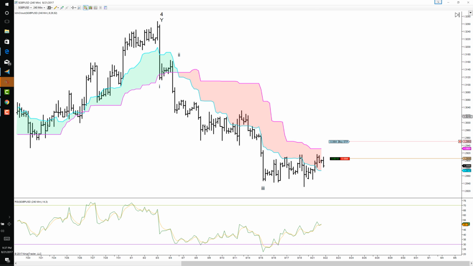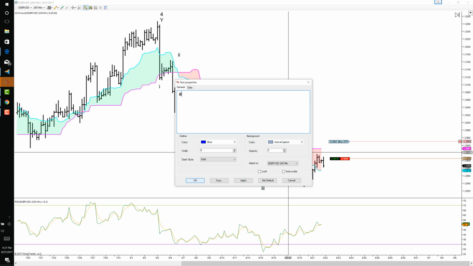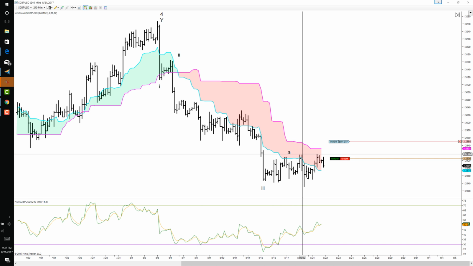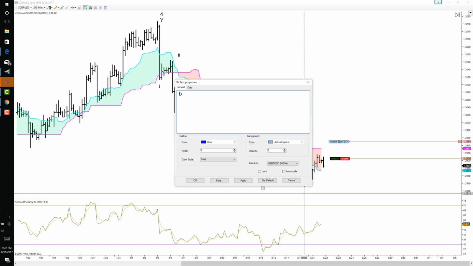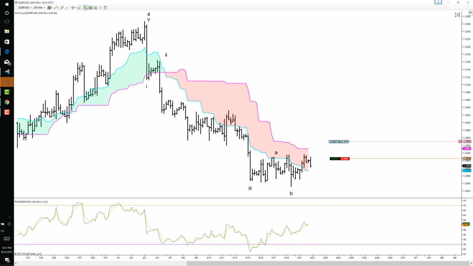Originally I wanted to count this as a triangle, but it doesn't appear that way. I believe this is an A, then an A, B, C for B. So I believe if I had the A here, then the A, B, which is a flat, and then the C for B. This can play out a few ways. This can be wave C of 4, and now you have 1, 2, and then you should have pretty much a move down from there.